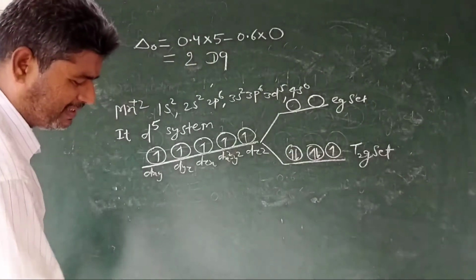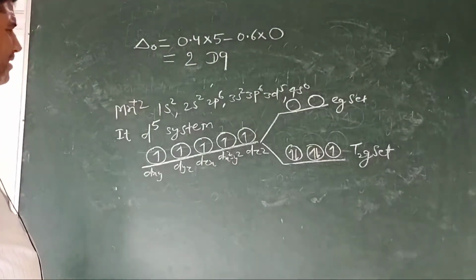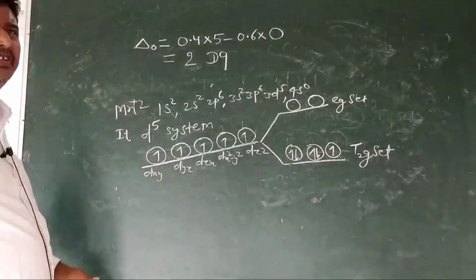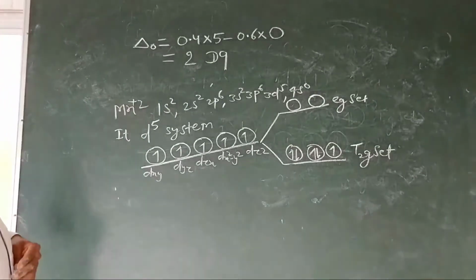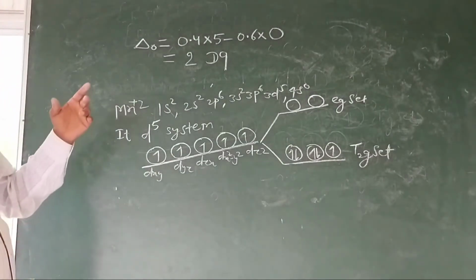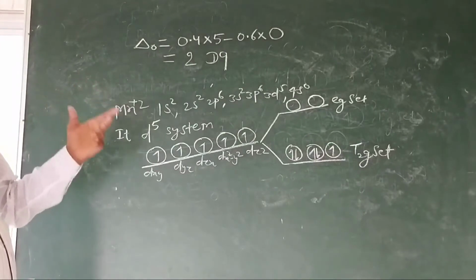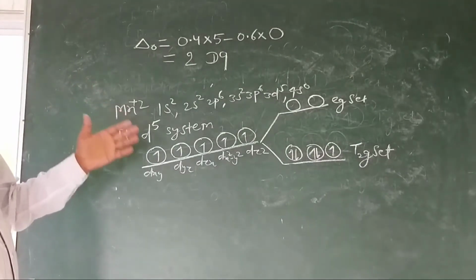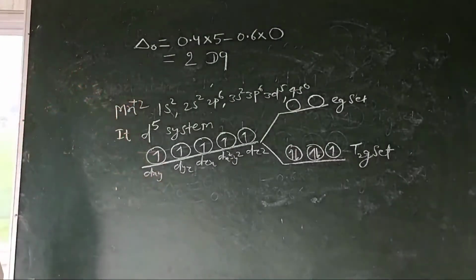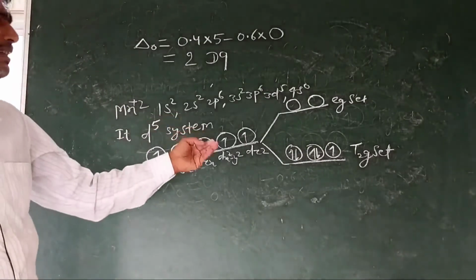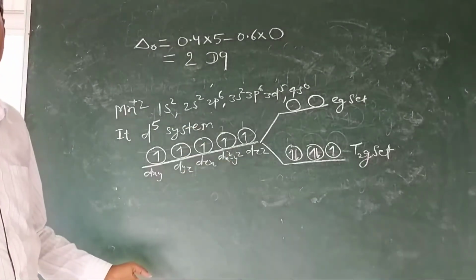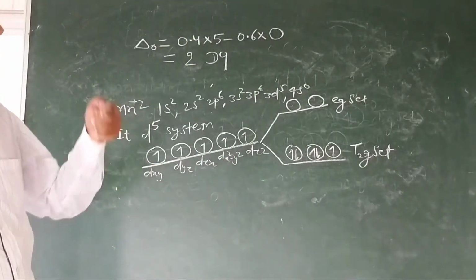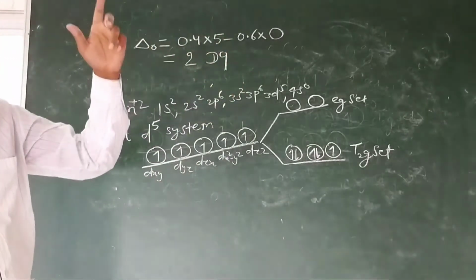So for any octahedral complex, the same manner is used. But you have to pay individual attention to the nature of the ligand. If the ligand is strong, the T2G set is completely filled first. After that, electrons will enter EG.